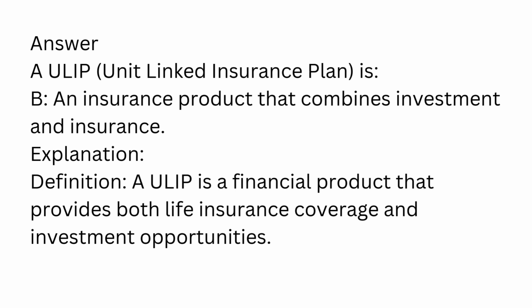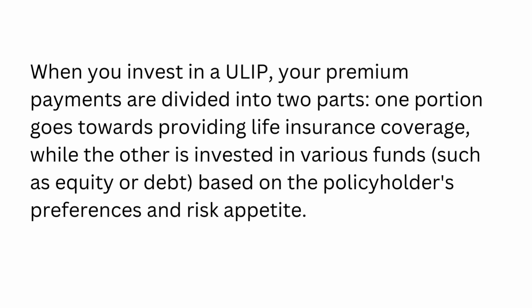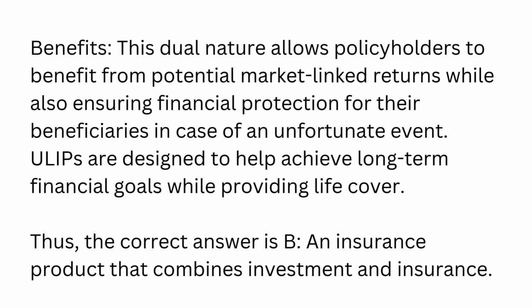Explanation. Definition. A ULIP is a financial product that provides both life insurance coverage and investment opportunities. When you invest in a ULIP, your premium payments are divided into two parts. One portion goes towards providing life insurance coverage, while the other is invested in various funds, such as equity or debt, based on the policyholder's preferences and risk appetite. Benefits: this dual nature allows policyholders to benefit from potential market-linked returns while also ensuring financial protection for their beneficiaries in case of an unfortunate event. ULIPs are designed to help achieve long-term financial goals while providing life cover. Thus, the correct answer is B, an insurance product that combines investment and insurance.